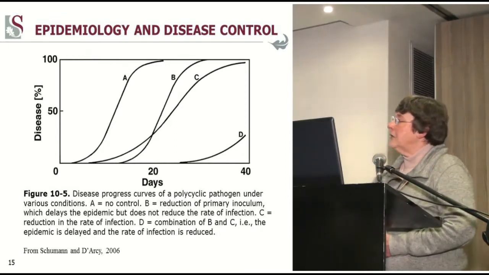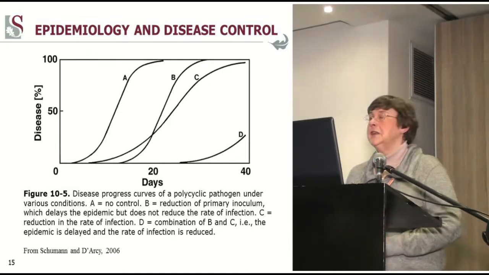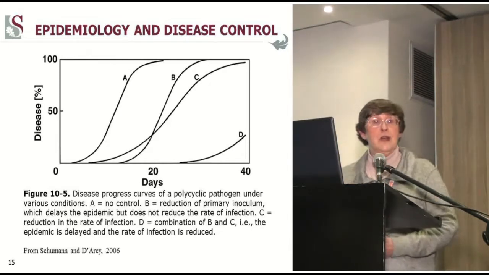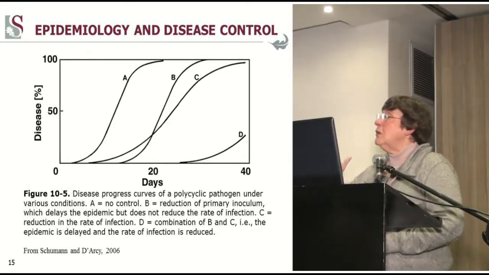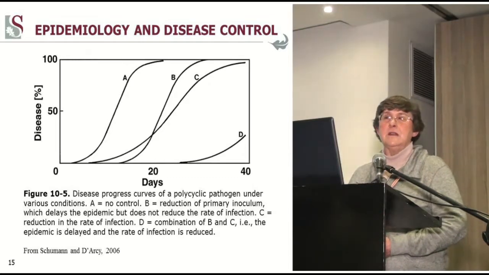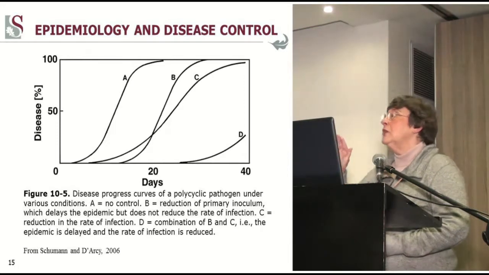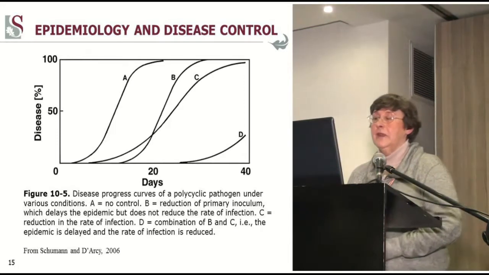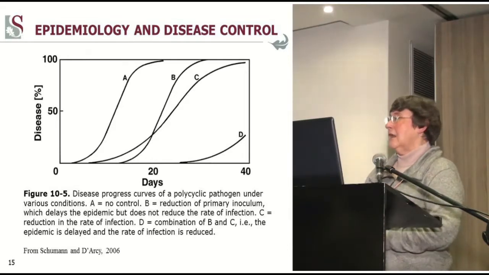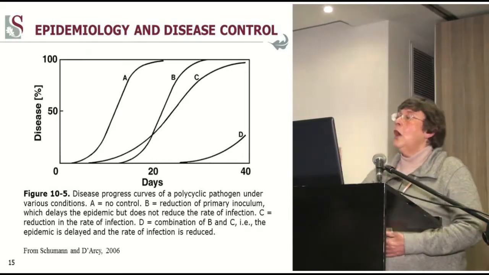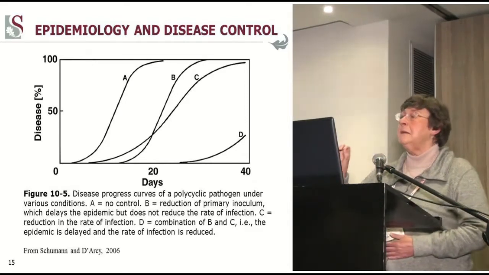If we implement a strategy that slows down the rate of development of a particular disease, say we put a fungicide on, or we bring in a resistant cultivar, what we're doing is slowing down the development of that disease within that particular population. We flatten the curve. So that would be the disease progress curve C. We're slowing it down, we're flattening that curve. Ideally, we want to do both of those. We want to combine B and C.